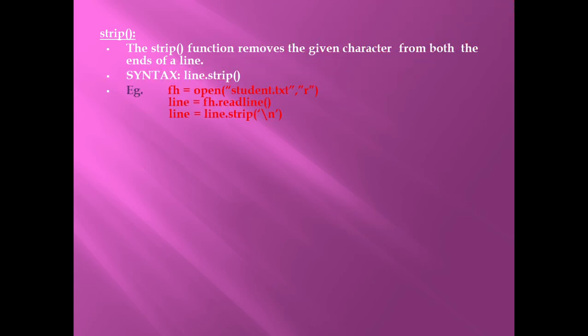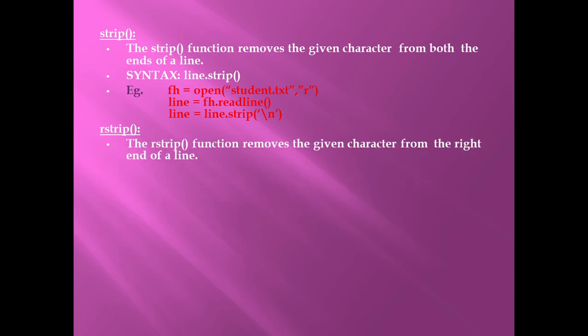See this example, fh equal to open('student.txt', 'r'), line equal to fh.readline(), line equal to line.strip('\n'). So backslash n is the new line character, you all know. This will remove the new line character from both the ends of the line.